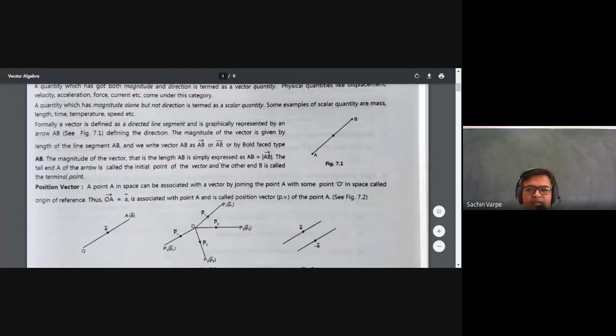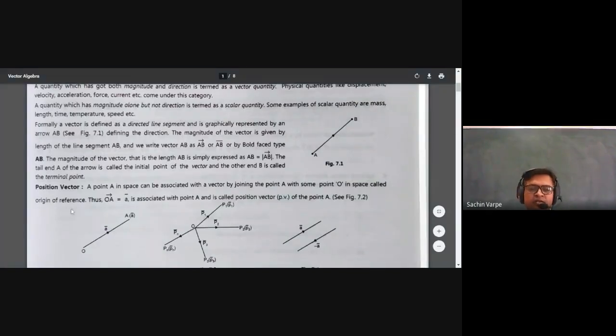Formally, a vector is defined as a directed line segment. That is what I'm saying. It is graphically represented by an arrow from A to B, where A is the beginning point and B is the tail point, I can say, defining the direction. It is denoted by AB with a bar or arrow on top, or it can be represented simply by small letters, small a bar, small b bar, like this.